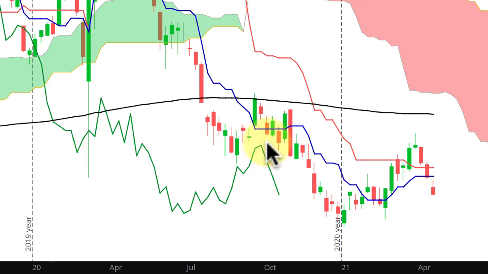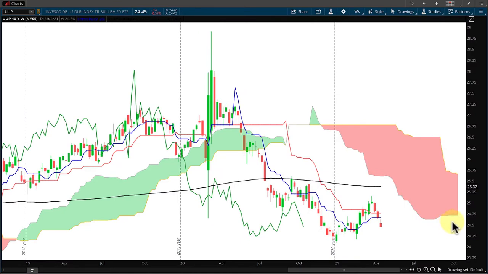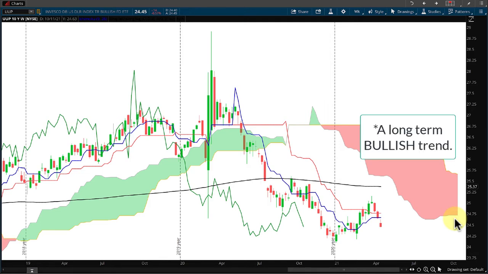Didn't even come close to challenging it before falling down and being free and clear to the downside. The future cloud goes all the way out into mid-October, and we can see that it is red. It was a bit thicker, and it's now getting a little bit thinner. However, it is still a thick red cloud that market action is going to have to get above before we'll have a long-term trend on the weekly.